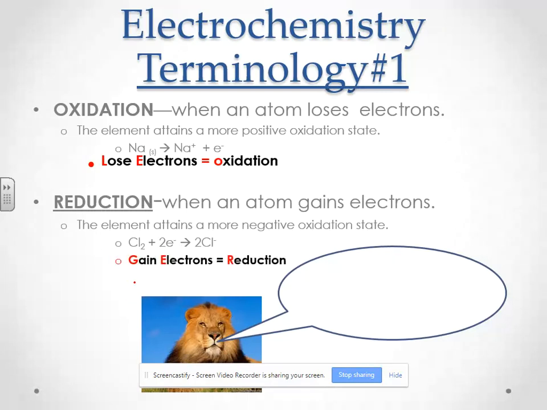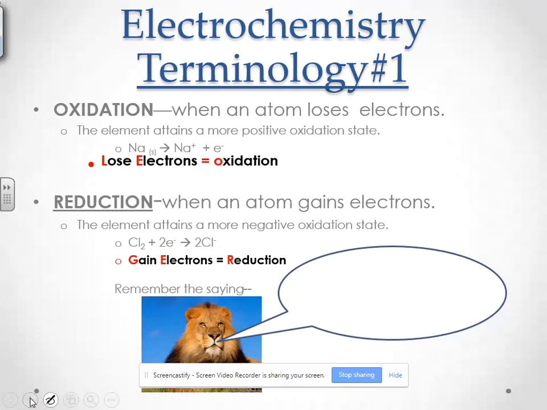So remember, with reduction, if you gain electrons, that means it is reduced. The substance was reduced. Now, I know that sounds sort of counterintuitive, gaining electrons, but you're reducing. What's happening is the overall charge is what reduced. It got negative because it was neutral and now it's negative.